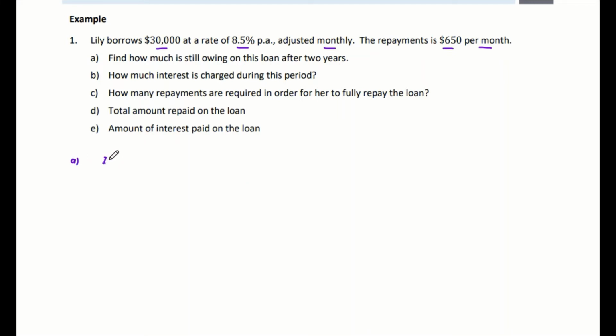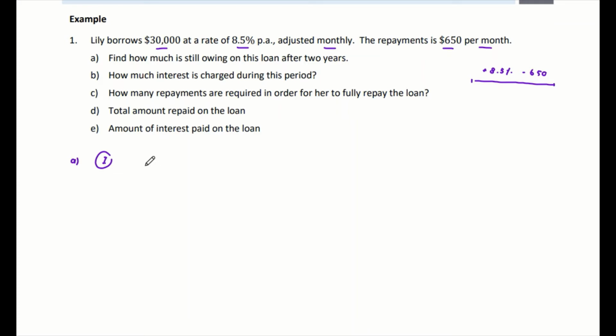Alright, so if you think that you need to, then you can try to draw the timeline as well. So this is the money, 30,000. Then after that, what is going to happen? You are going to add 8.5% as interest, then after that, minus 650, right? I hope that you can imagine all this. Then we straight away write down our recursive rule.